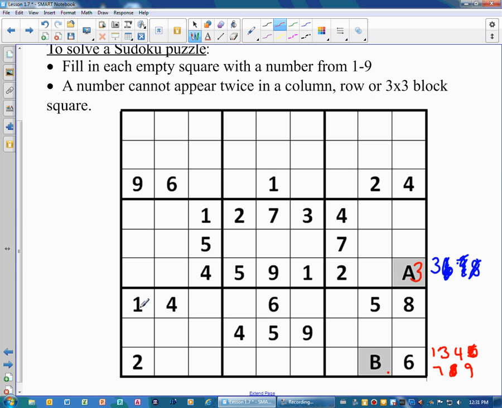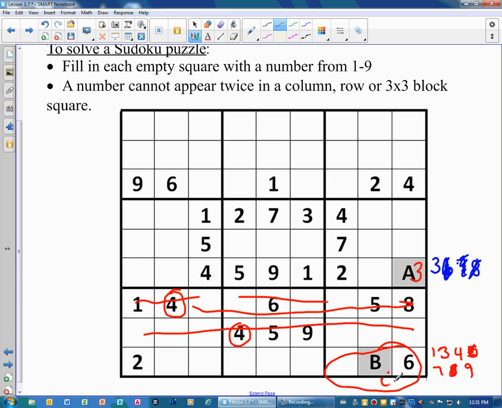Okay, well, if I look in this row here, I have a 4. And if I look in this row, I have a 4. So because there's a 4 in this row and a 4 in this row, I have to have a 4 in one of these 3 squares. A 4 can't be here because I already have one there, and a 4 can't be there because I already have one there. But look at how I already have a 4 in this row. So the only place the 4 can go is right there. So B has to be a 4.